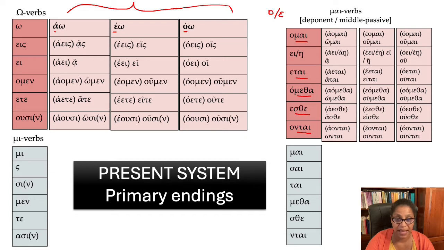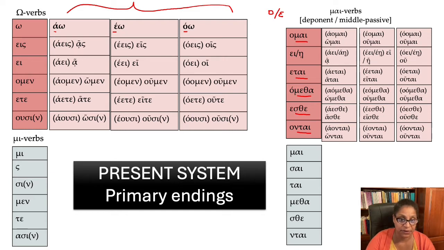And in the middle passive, how you can tell that you're dealing with an omega middle passive is the fact that it's going to have omicron and epsilon as its gluing vowel in these positions. Okay, all right.